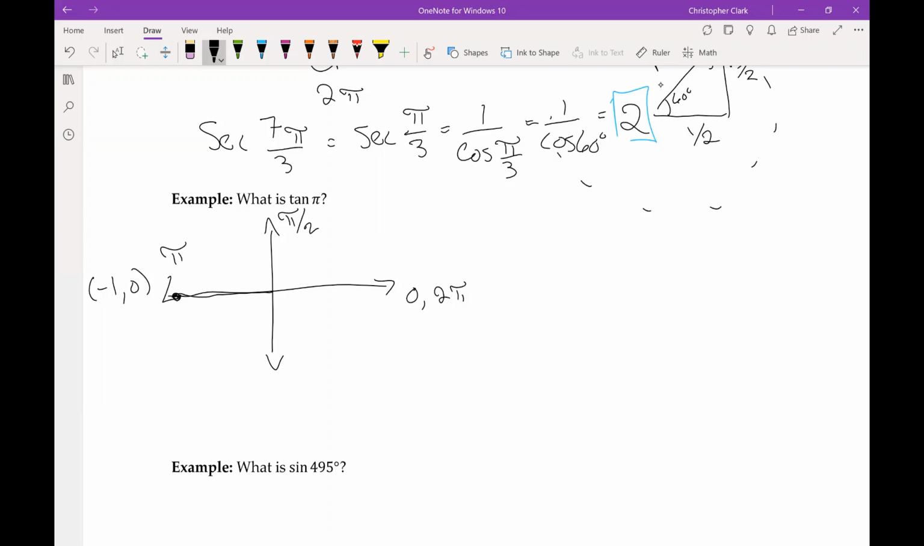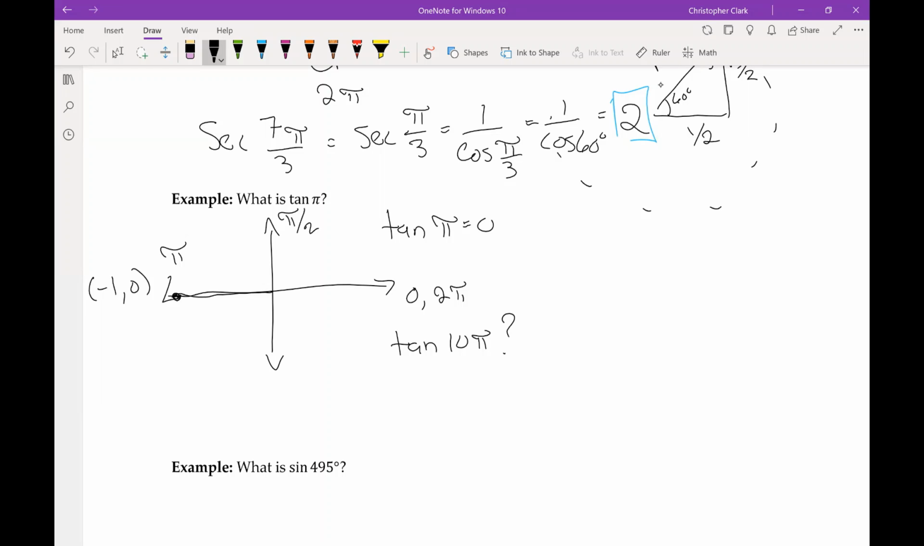So this means that tangent is sine over cosine, right? Opposite over hypotenuse. The opposite is 0. So this means that tangent of pi is just 0. I could just as easily have asked, what is tangent of 10 pi? Right? What would that mean?